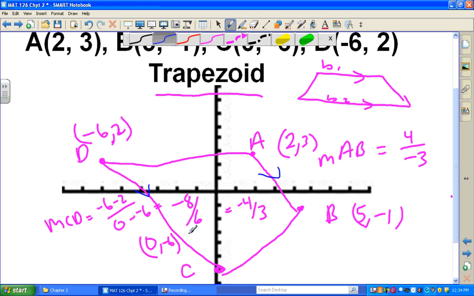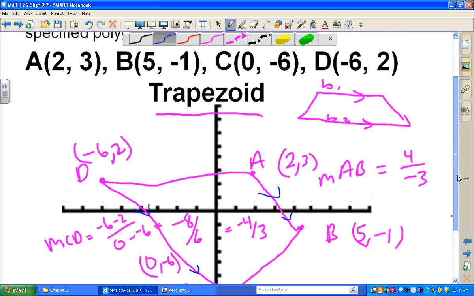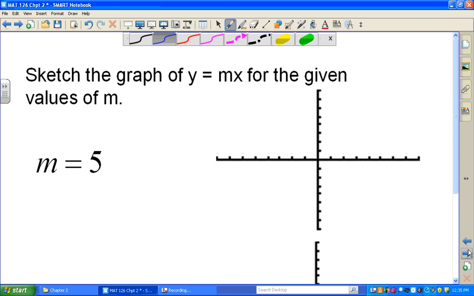And don't forget, those are little markings for parallel lines, the little arrows on the line. Okay? So that's how you show something as a trapezoid, one set of sides parallel, known as bases. We won't worry about that. Like I said, I'm trying to get through lines pretty quick. Questions? Slope? These are pretty easy.